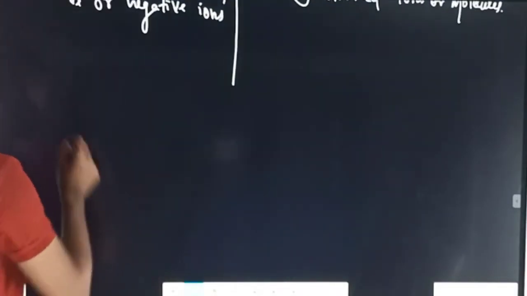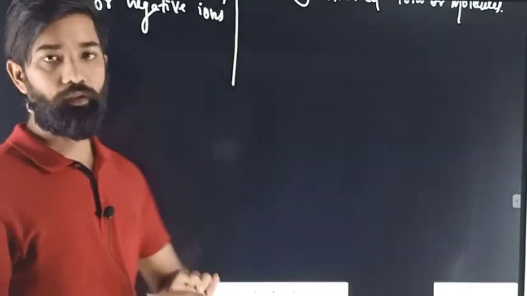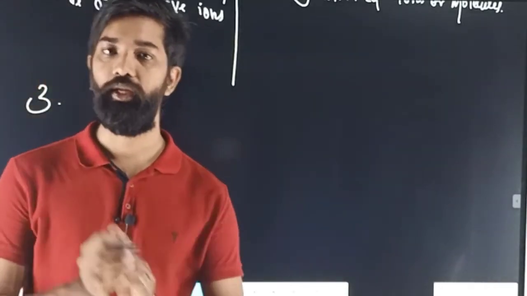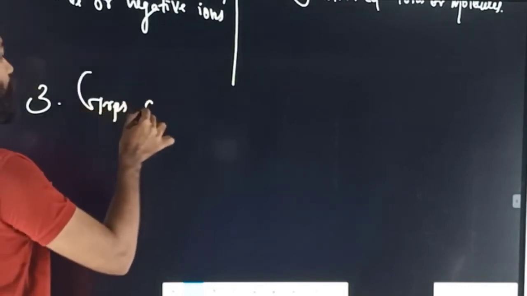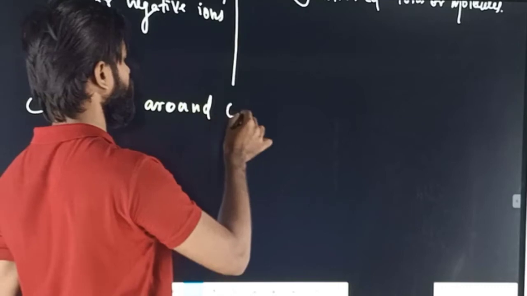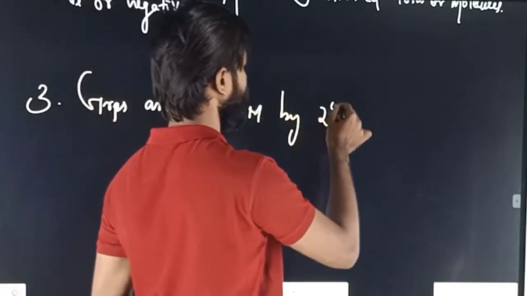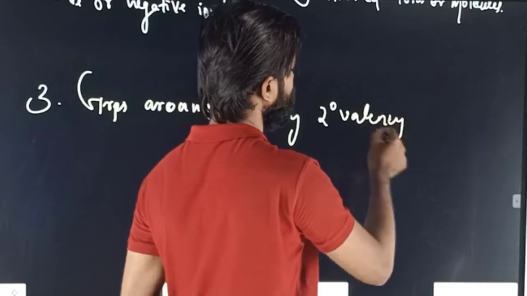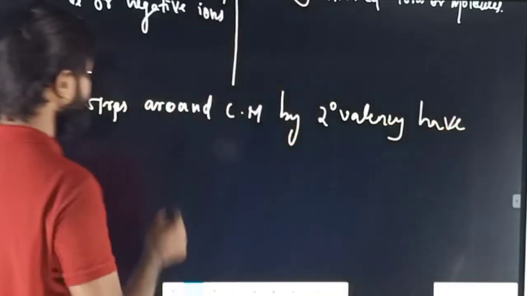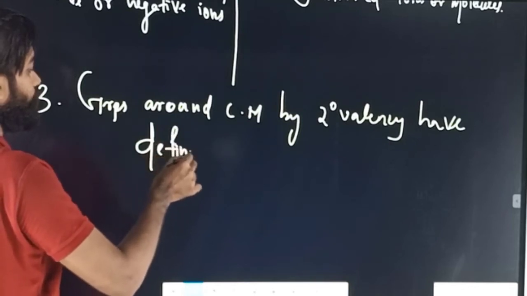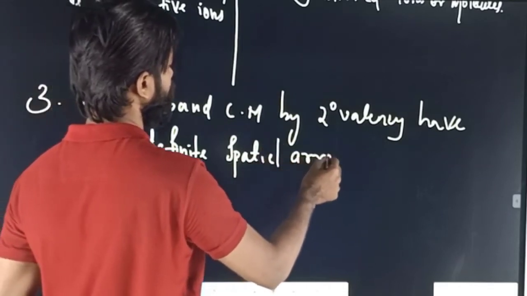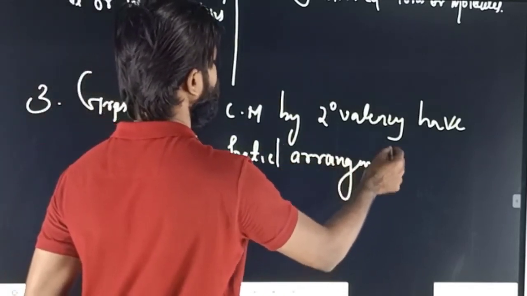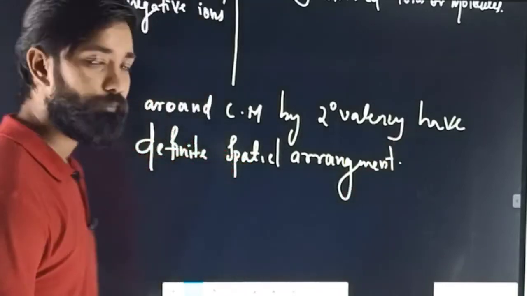The next postulate, number 3: groups attached by secondary valency, which means the ligands, have a definite geometrical pattern around the central atom, and that is referred to as geometry. So the groups around the central metal held by secondary valency have a definite spatial arrangement.